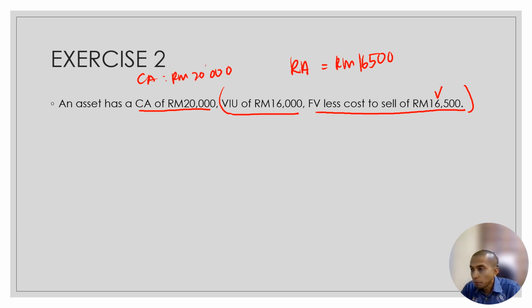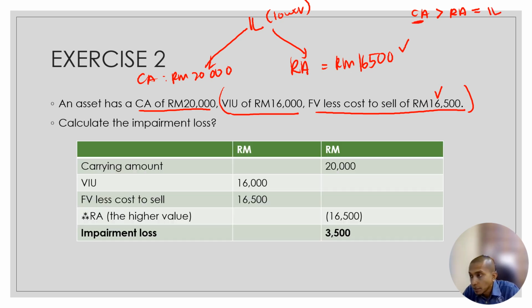This is what we call the impairment loss comparison. So we are going to choose the lower. In this case, the lower is recoverable amount. Do you notice that now CA is more than RA? CA cannot be more than RA, right? CA is the cost, right? Cost cannot be more than what it can recover. If it is more, then for sure there is an impairment loss. By how much? Just the difference between these two.